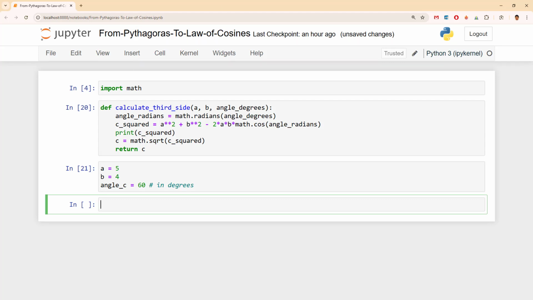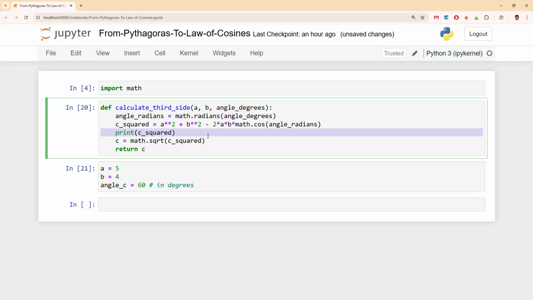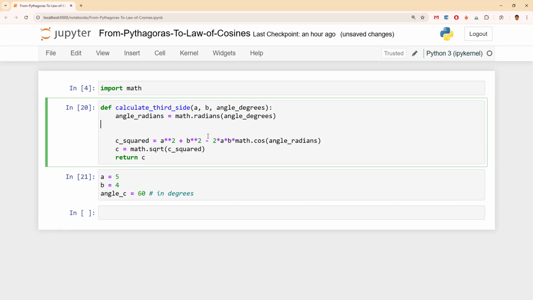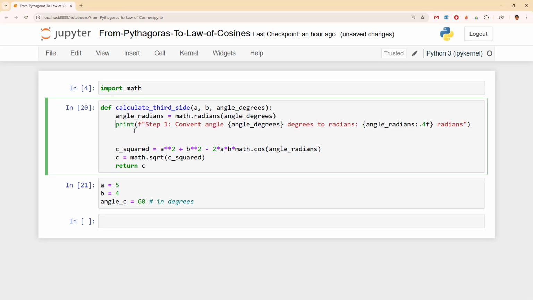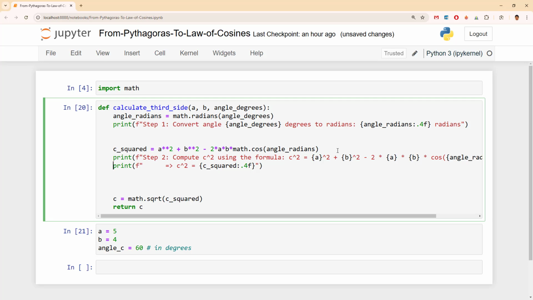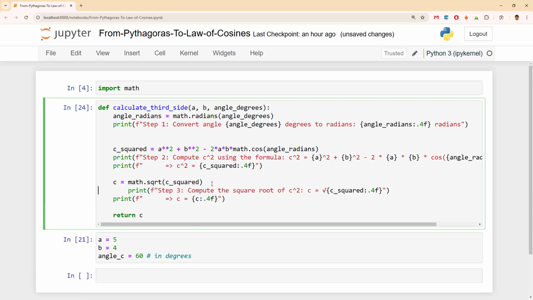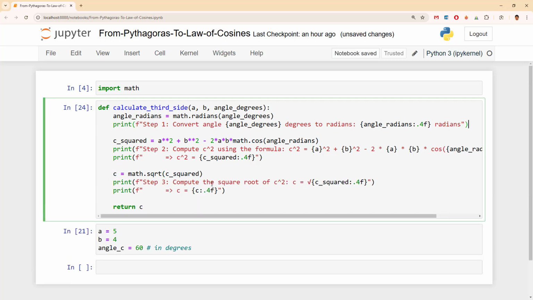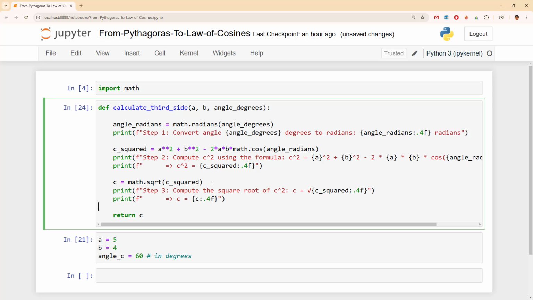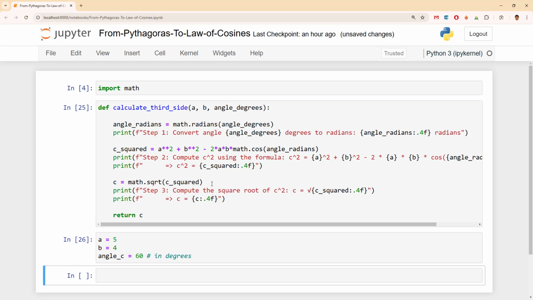Okay, what can we do? We can make this one a bit more beautiful with more prints and information. For example, we can add a nice print with information here, a nice print with information after c squared, and something like this before return c. Tada! Is it really looking better? Probably no, but this way you would understand what's going on.